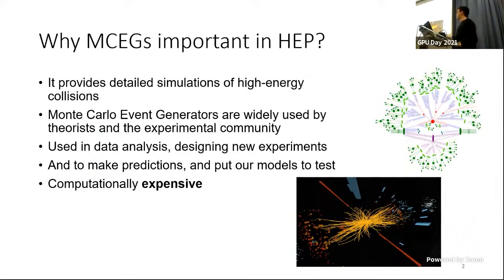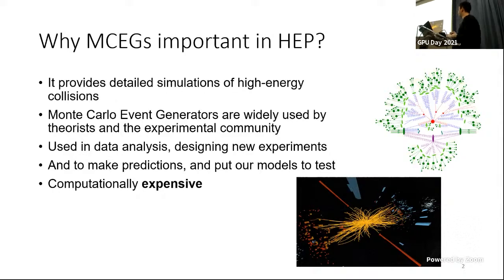So first, let's tackle the question: why are Monte Carlo event generators important? They provide a detailed simulation of high energy collisions, and they're widely used by both theorists and the experimental community. They're very useful for designing new experiments, making predictions, and putting our physical models to the test.